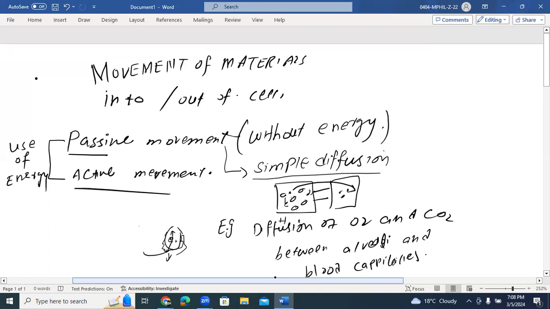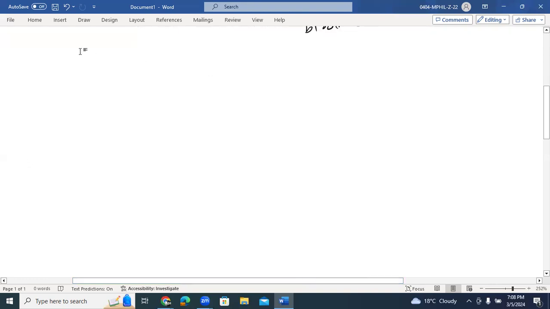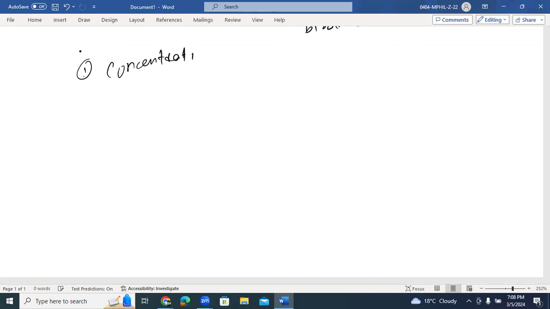Sir, the concentration of ions. The first thing is concentration gradient. We should start from here, no? The more the concentration gradient, the more diffusion will be. This is the first point. These are the factors. What do you think about temperature?